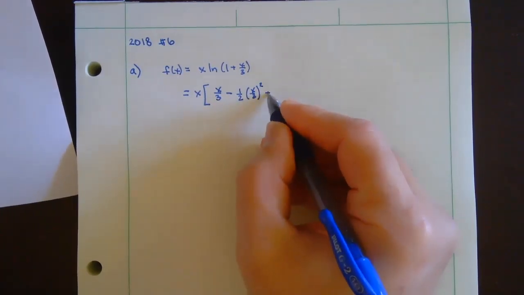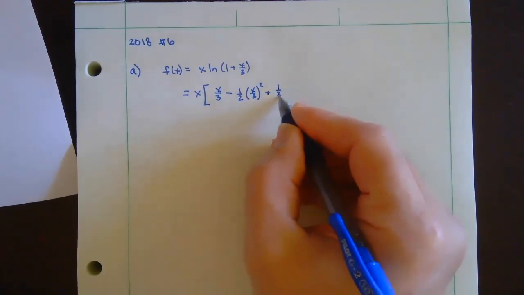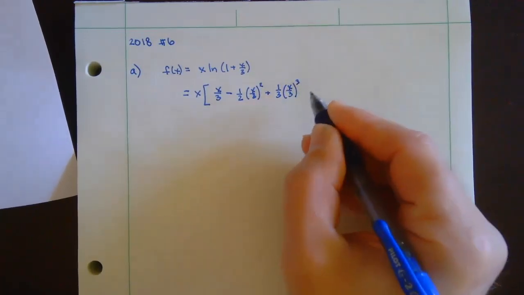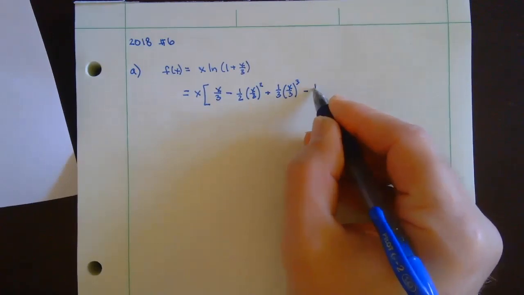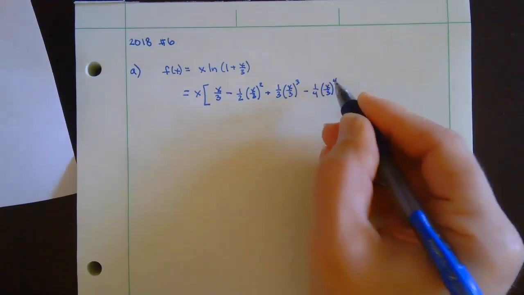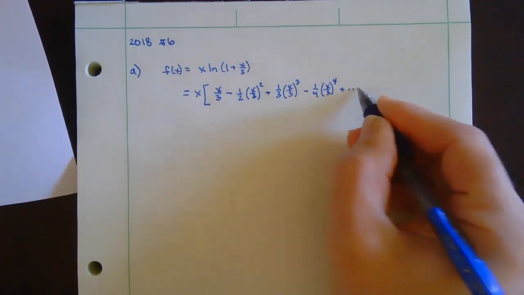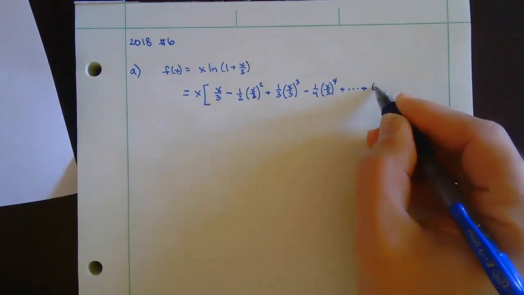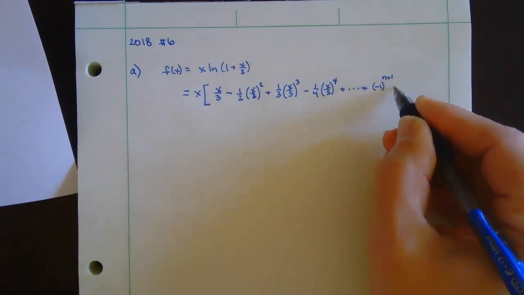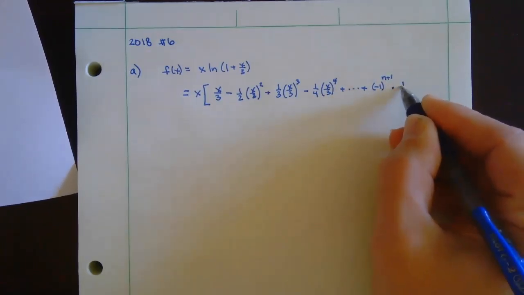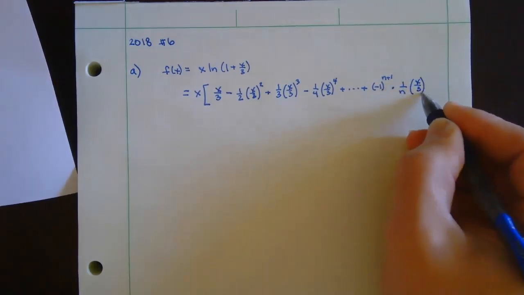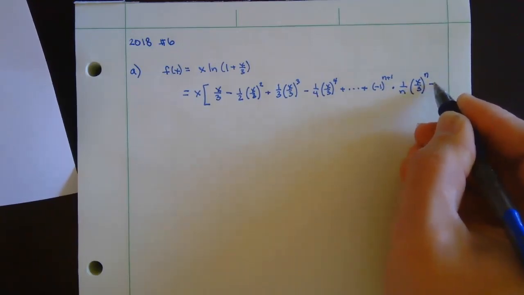And then plus, and then it's 1/3 times x over 3 cubed, and then minus 1/4 x over 3 to the 4th, and then plus dot dot dot, and then plus, and then we have negative 1 to the n plus 1 times, and I'm going to write this as 1 over n times x over 3 to the n power plus dot dot dot.